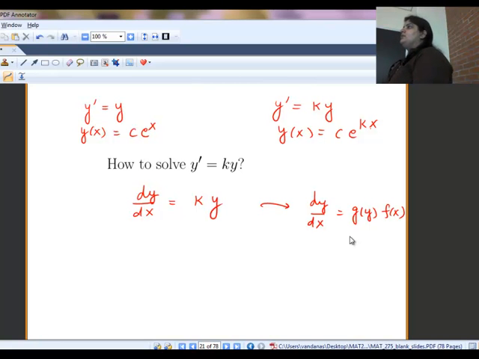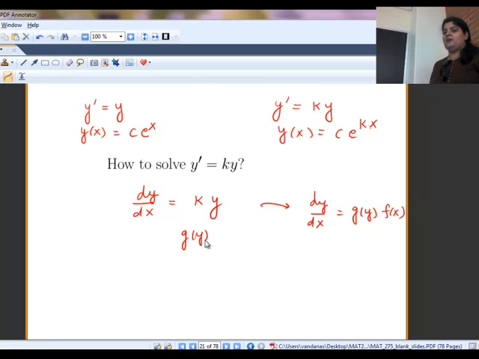Okay, what is g(y)? It's y or ky, right? k is just a constant. So f(x) is 1. You can multiply 1 with anything, right? And it just remains the same. So it's a separable differential equation.